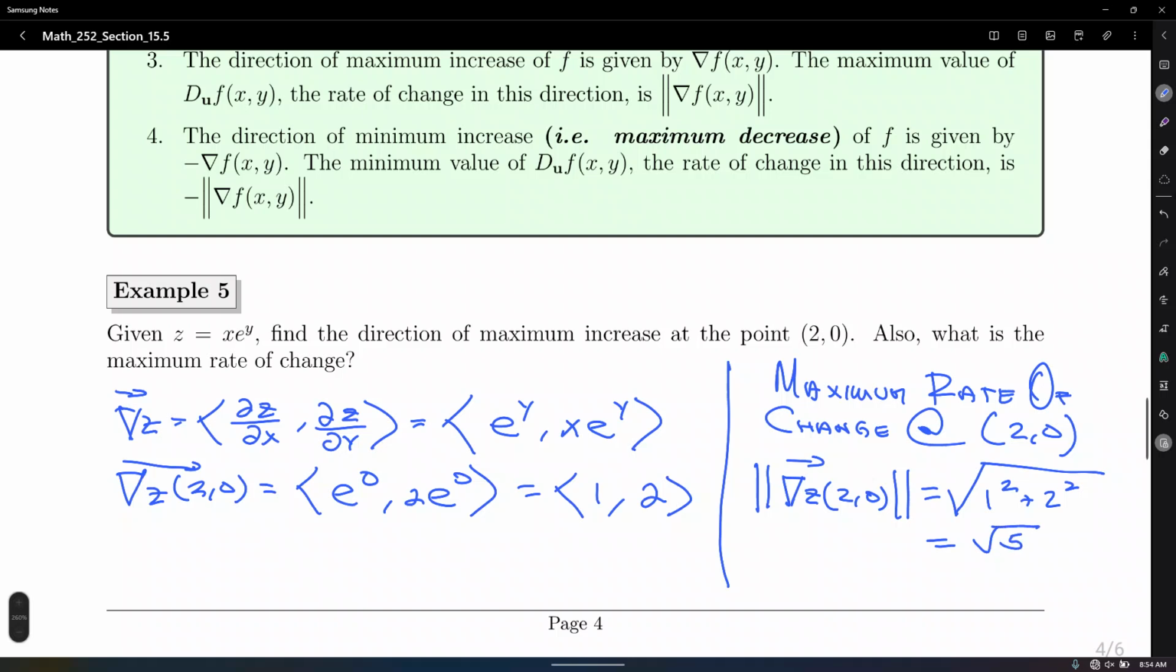All right, so the gradient doesn't only tell us the direction where the slope is the steepest. It also tells us the value of that maximum slope, which in this particular example is the square root of 5. Okay.